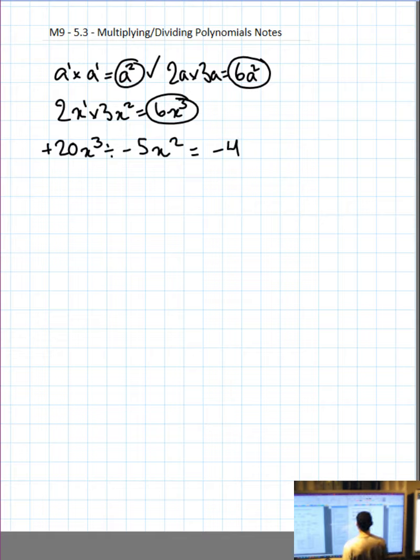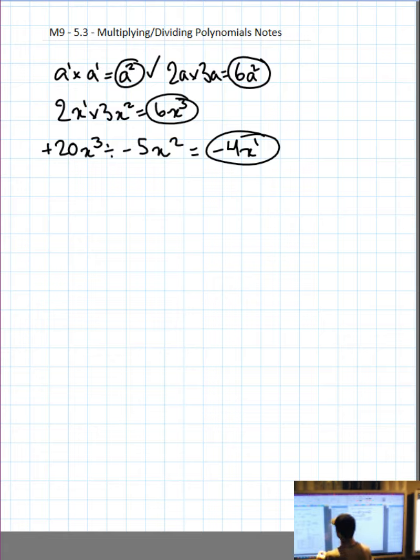X cubed divided by x squared. Well, I'm going to subtract the exponents. 3 minus 2 is 1. So we get x to the 1. Who cares? Leave the 1 there. The next example off to the right. 30a to the 4 divided by 6a squared. 30 divided by 6 is 5. A to the 4 divided by a squared is 4 minus 2 is 2, so a squared.